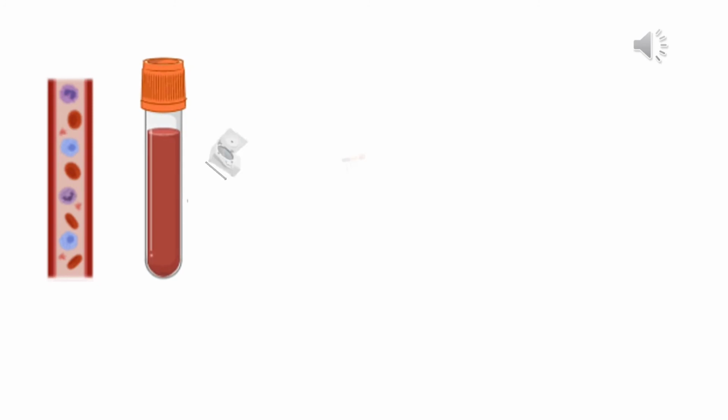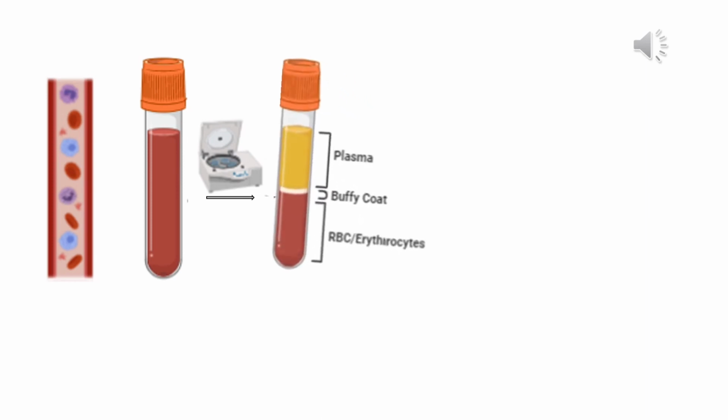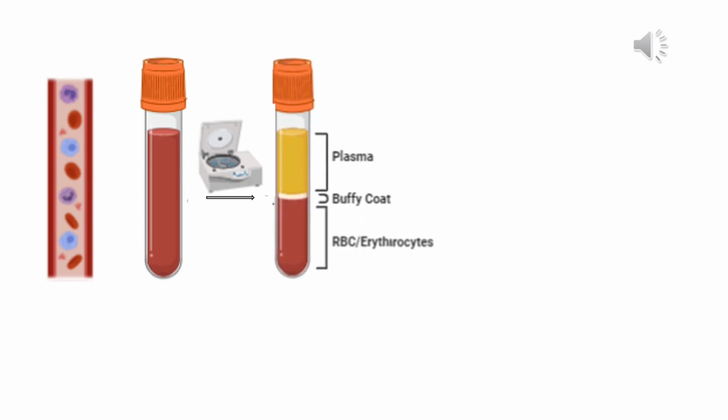Here is a picture of a blood vessel showing different types of cells circulating in the blood. This is how a tube of blood looks like. Upon centrifugation, the blood components can be separated into three different layers. The top layer called plasma, the middle layer called buffy coat, and the bottom layer that mainly contains red blood cells or erythrocytes, which makes the blood appear red in color.